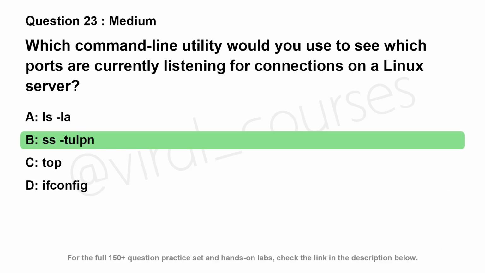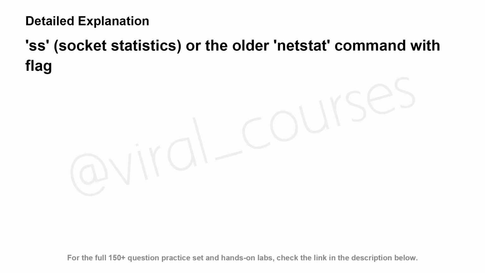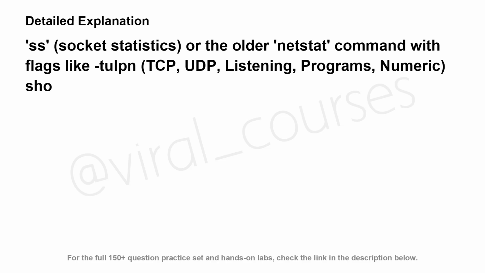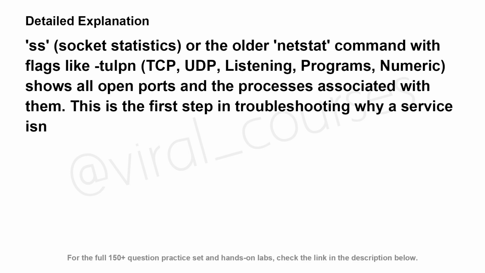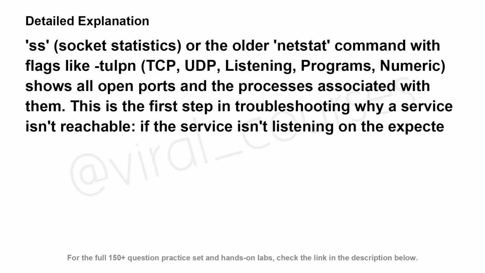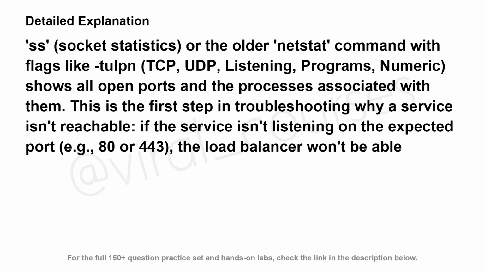The correct answer is B. ss, socket statistics, or the older netstat command with flags like tulpn (TCP, UDP, listening, programs, numeric), shows all open ports and the processes associated with them. This is the first step in troubleshooting why a service isn't reachable. If the service isn't listening on the expected port, e.g., 80 or 443, the load balancer won't be able to route traffic to it.